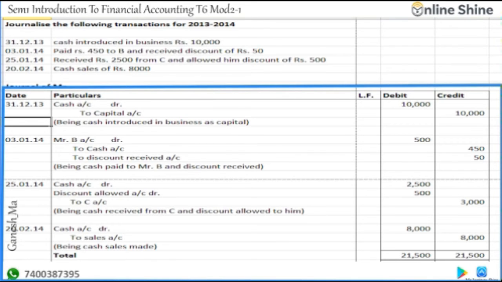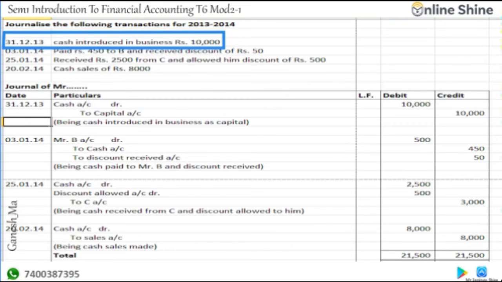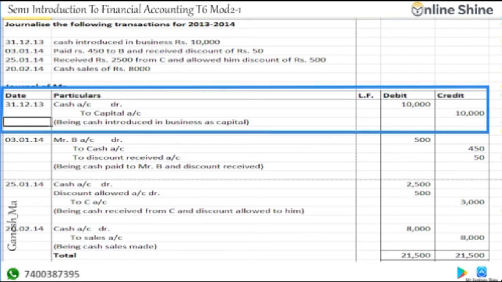The first entry you have been given is on 31st December 2013: cash introduced in the business of rupees 10,000. Now when I say cash introduced, that means cash has come in. So cash account debit, rupees 10,000. In debit I have put rupees 10,000 and it has been introduced as a part of capital. So credit, capital account rupees 10,000. So cash debit, capital credit. And the narration should always start with the word being: being cash introduced in the business as capital.